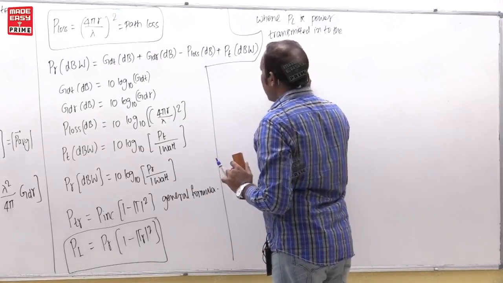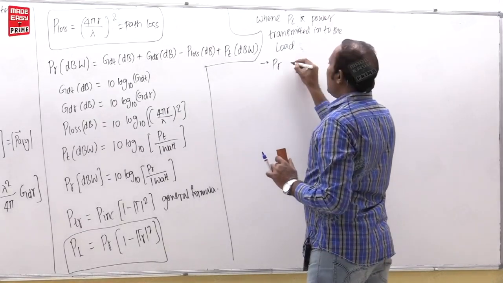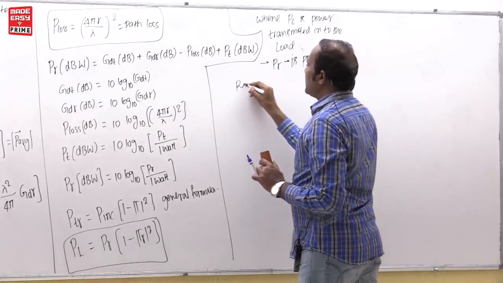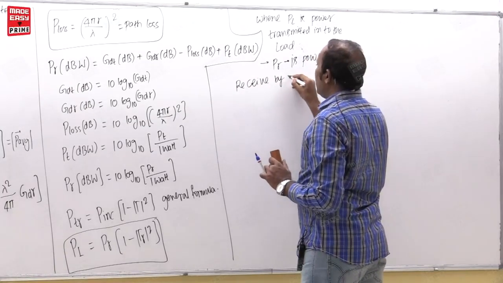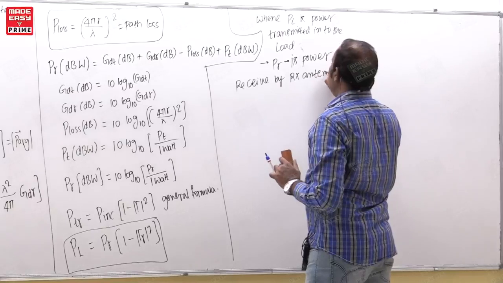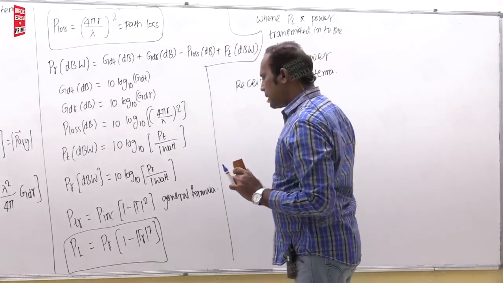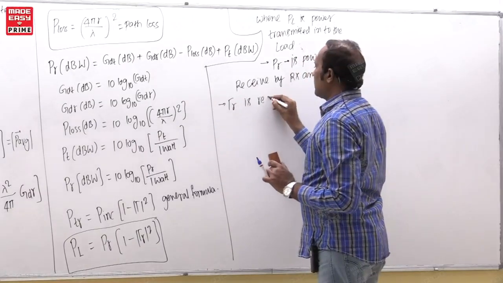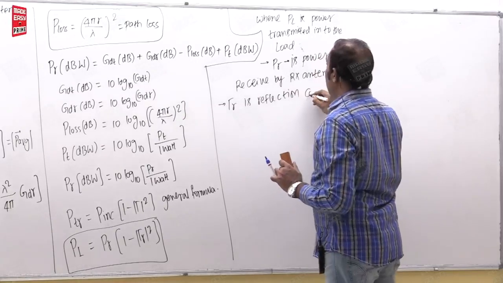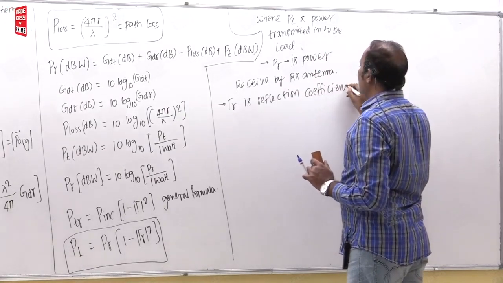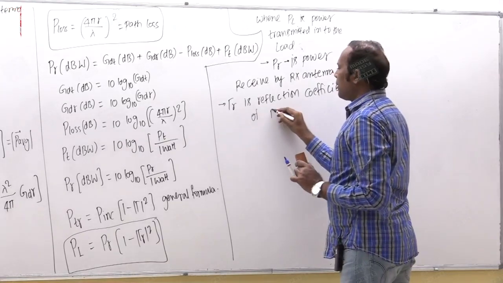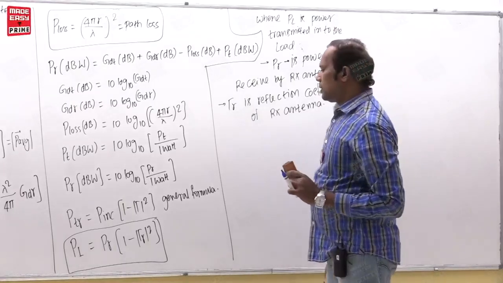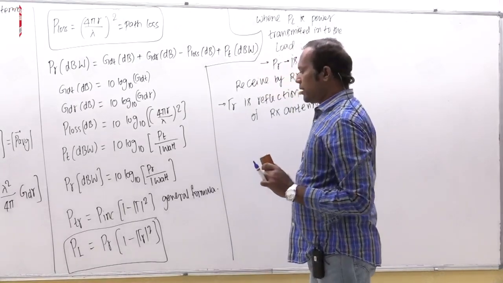Next, PR. What is PR? Power received by the RX antenna, as I have already written. Gamma R means what? Gamma R means the reflection coefficient of the RX antenna. So this is the discussion, my dear students.